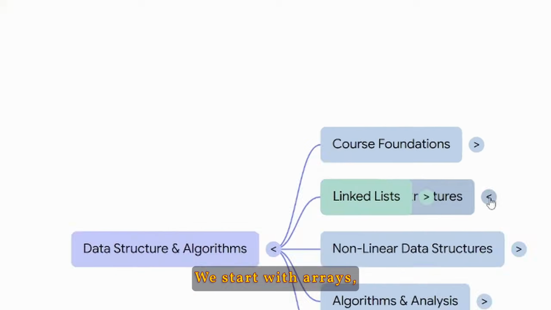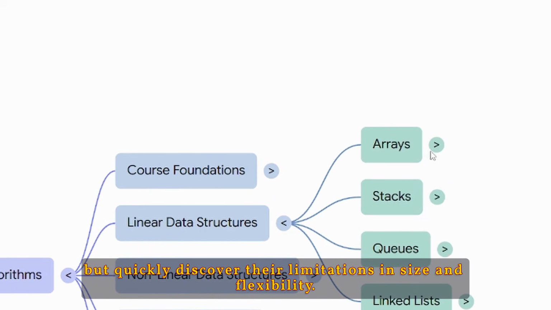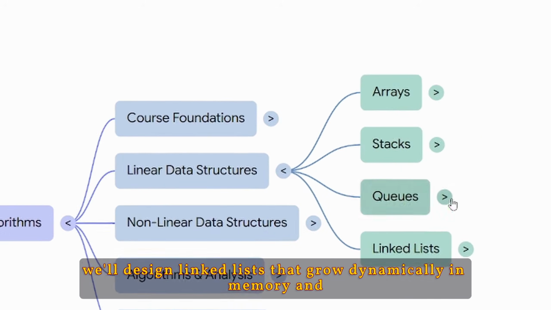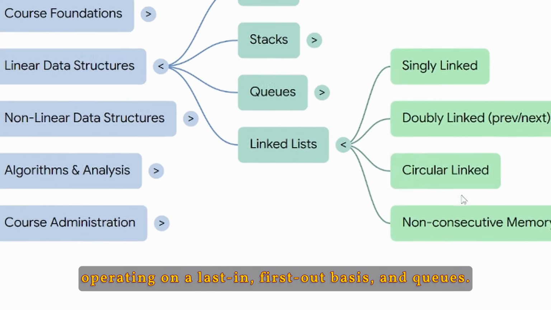As we travel down the linear branch of our roadmap, we'll encounter structures where elements exist in a sequential relationship. We start with arrays, which use consecutive memory locations, but quickly discover their limitations in size and flexibility. To overcome this, we'll design linked lists that grow dynamically in memory and specialize them into stacks, operating on a last-in, first-out basis, and queues.